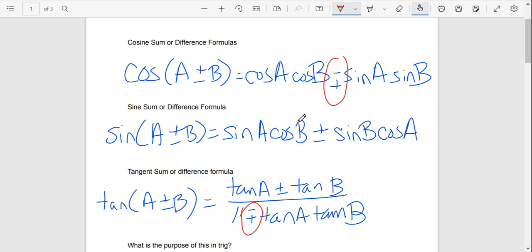Hence, the reason I wrote the formula like this. And with tangent, same thing here. When you're adding, you're subtracting on the denominator, but adding in the numerator. When you're subtracting two values, you're subtracting the numerator, adding the denominator.